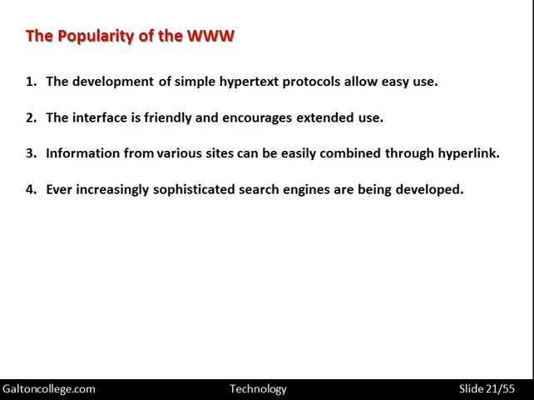There's ever increasingly sophisticated search engines, and these are being developed all the time. Microsoft has got Bing, and Google has got a very powerful search engine with algorithms that are very complex but enable the search engines to function very efficiently to find exactly what we want. If it can't find exactly what we want, it may offer us alternatives.